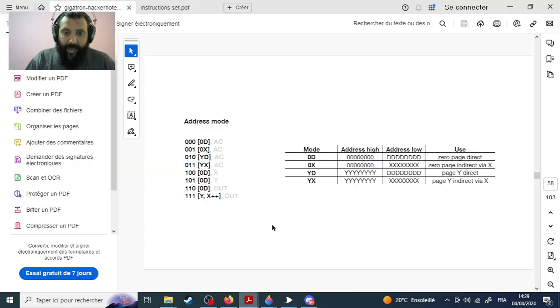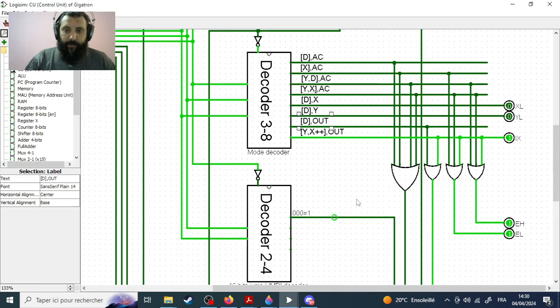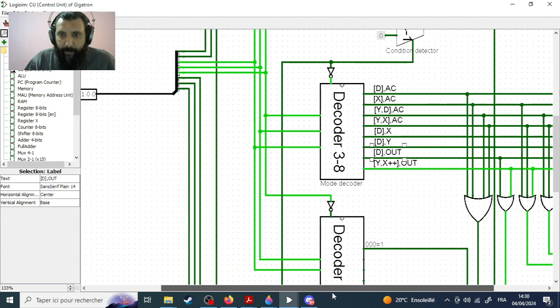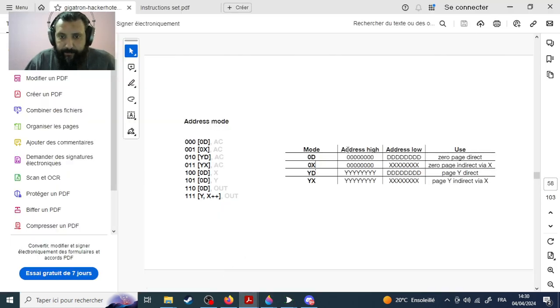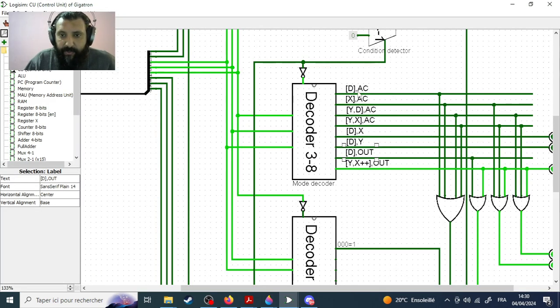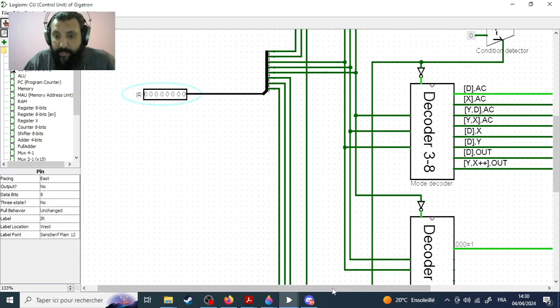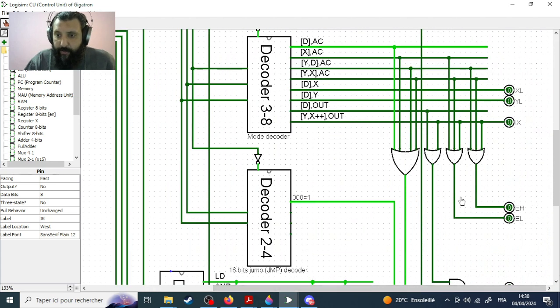Why? Because we are following this table. If we put 0, 0 here, as we did last time, we get the D. We can try it, we will try to put all the combinations. The first one is 0, 0, 0. Okay. Let's try it. If we put 0, 0, 0, normally we will get the output 0, 0. We got exactly what we wanted. We got 0, 0. That means we chose the D addressing mode.